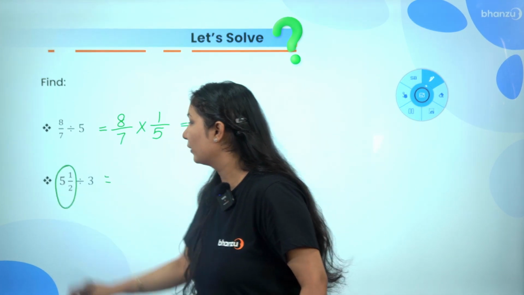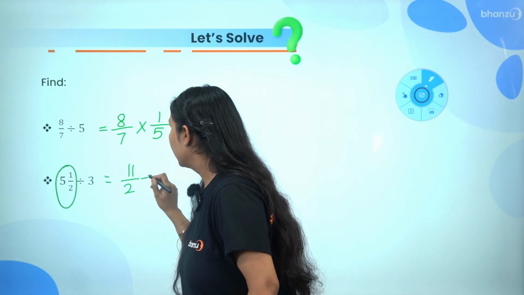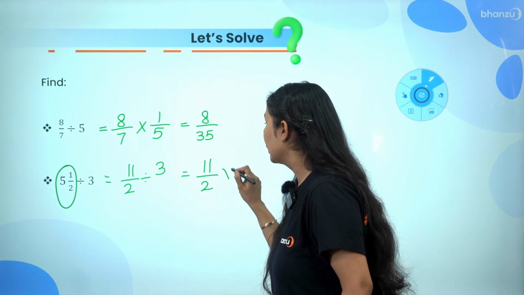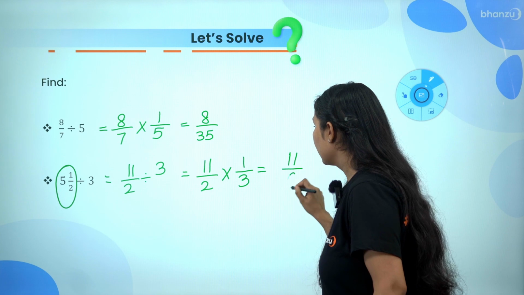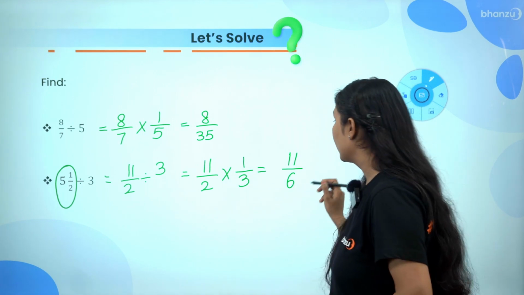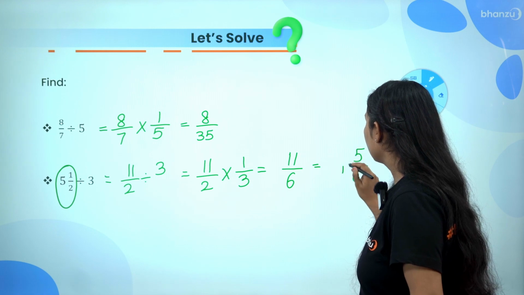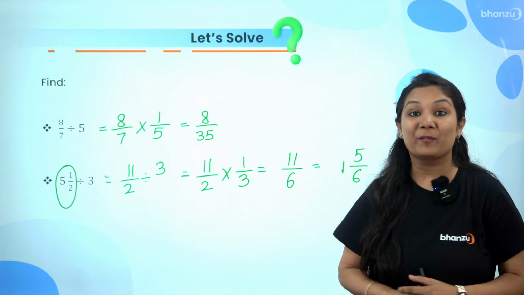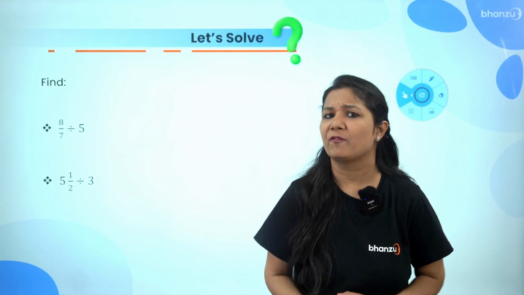First we need to convert the mixed fraction to an improper fraction, right? So it's 11 by 2 divided by 3 is our question. So if you solve that, division will become multiplication and the whole number will be reciprocal, right? So 11 upon 6, right? And since you can see the question is in mixed fraction, you can convert your answer also into a mixed fraction by dividing. So you would get 1 5 by 6, right? Remember, how do we convert an improper fraction into a mixed fraction? So whichever form your question is in, you should convert your answer also in the same form.